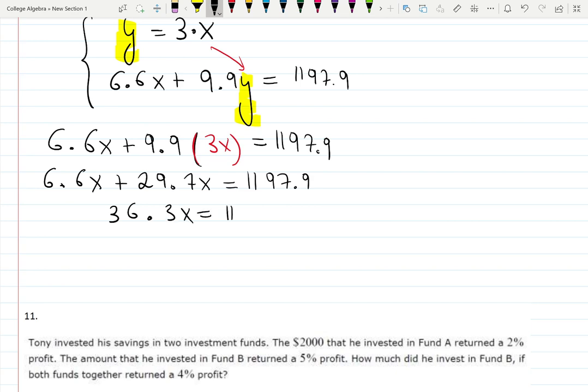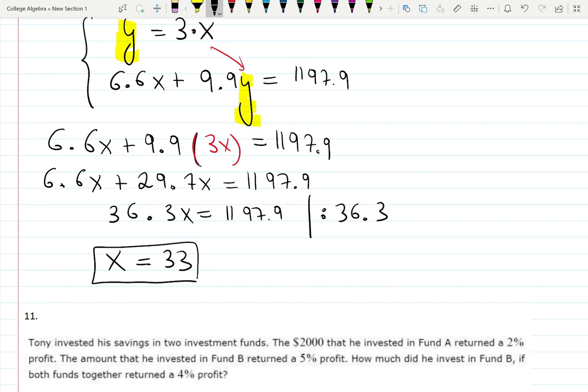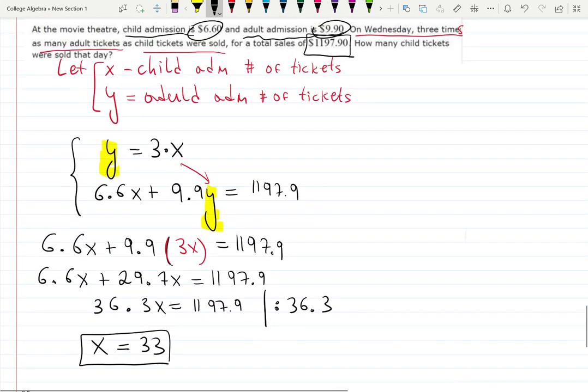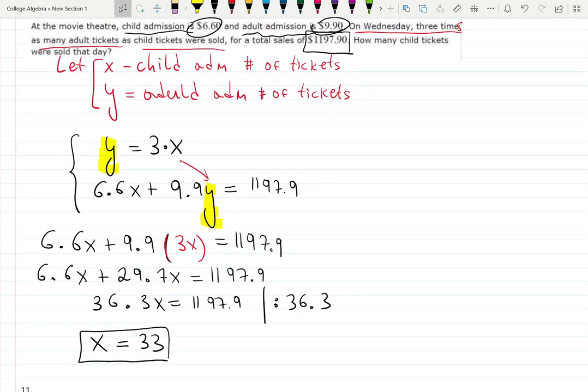Connect together. 36.3x equals 1197.9. Finally divide by 36.3. And the answer follows. X is 33. Surprisingly, it gave a good answer, good number. Do we need to find y? Let's read. The question says how many child tickets were sold. It's over here, if you don't see. How many child tickets were sold? So they don't care about adults, then it means you don't have to multiply by 3 to find the number for the adults. 33 tickets were sold for children.